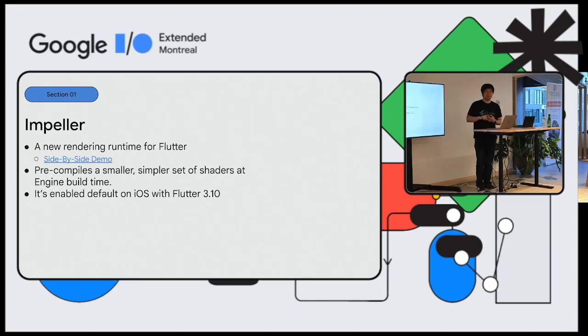And this one is now the default for iOS apps with Flutter 3.10. So you can already build an iOS app with heavy animation, and it's going to run super great. So this one, same thing. I'm going to show you the demo.